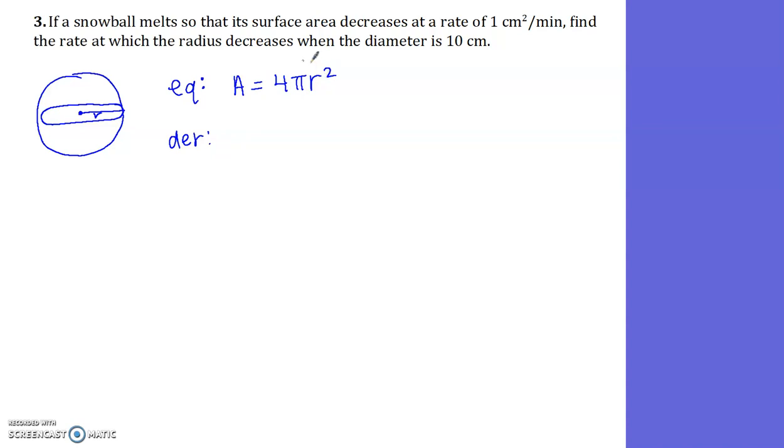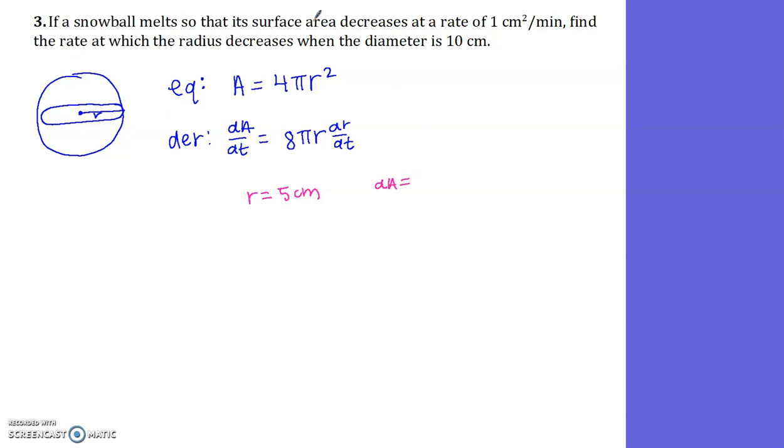So then my derivative, I don't have to do product rule because pi is not a variable, so all I have is an r. So the derivative of A, dA/dt, do your power rule here. So 4 times 2 is 8. So 8 pi r to the first dr/dt. So we've got our radius, which is 5 centimeters, half the diameter.